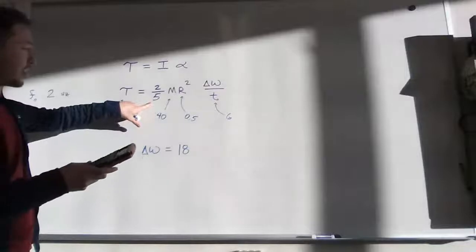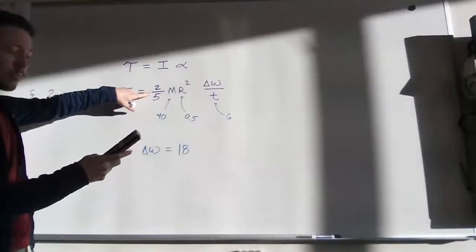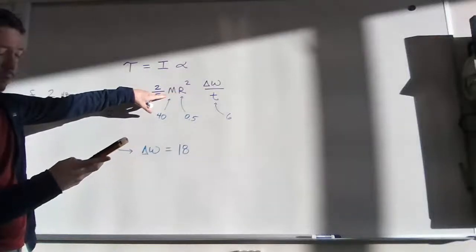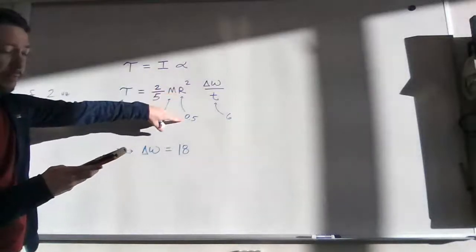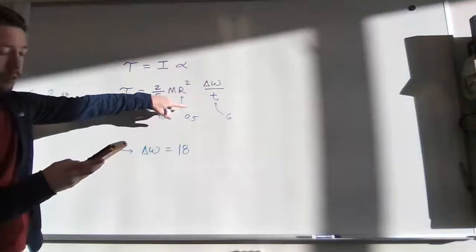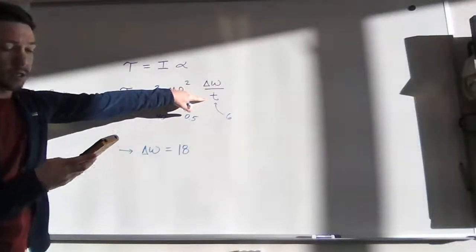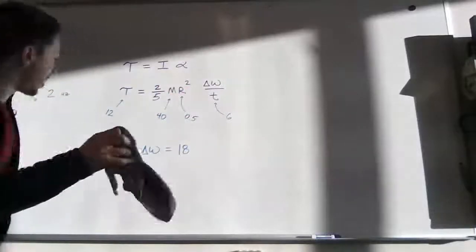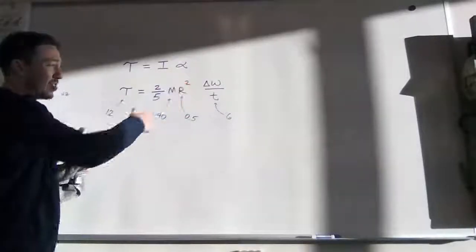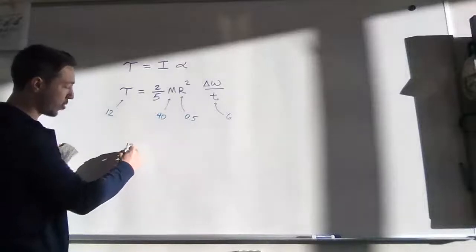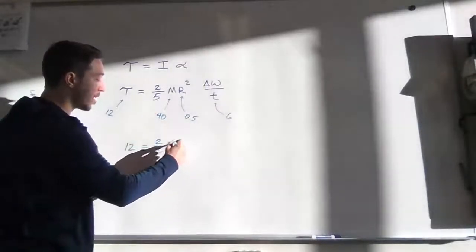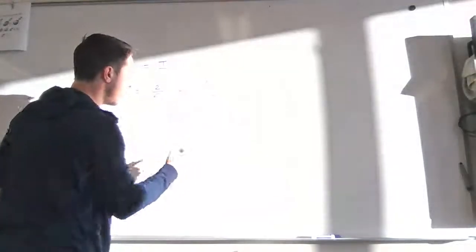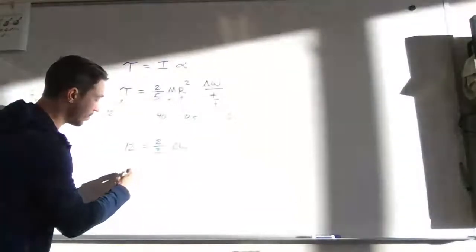We'll try this again. So I'm going to type in my calculator 2/5 multiplied by 40 multiplied by the square of 0.5, then divided by 6. So then my second to last step, if you multiply that out, you get 2/3. So you get 12 equals 2/3 times change in omega. And so the change in omega is 18.